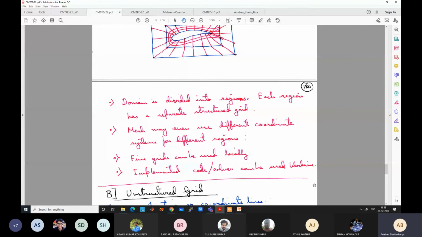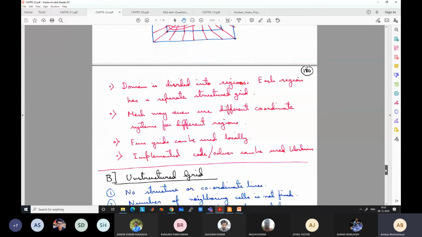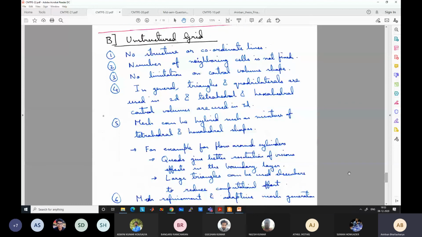If it is an irregular geometry, then fitting the mesh may be very difficult, like I have shown in these cases. Imagine that instead of an aerofoil, this is a totally irregular geometry. Then again you can use a stepwise profile, but it will lead to inaccuracy and other difficulties. Mesh creation will be difficult.